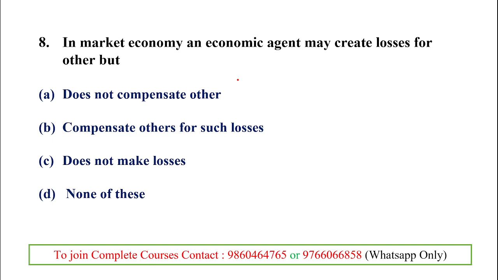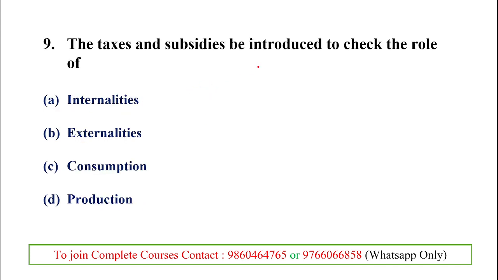So what happens in a market economy? An economic agent may create losses sometimes but does not compensate for them. In a market economy, what is a market economy? Here, there is no intervention of government. Only the forces of demand and supply will act to buy and sell the goods. So the economic agents here, the consumers and the sellers, are the main economic agents. They may create losses but do not compensate for the losses. Clear.